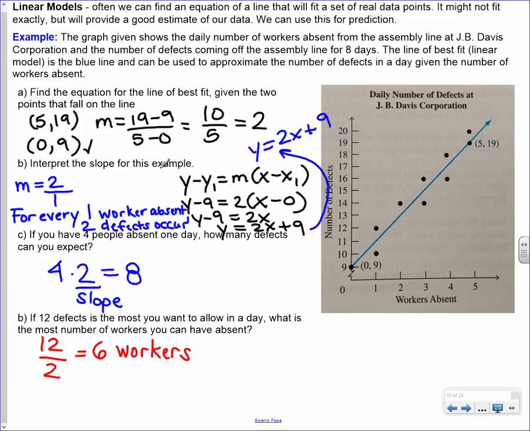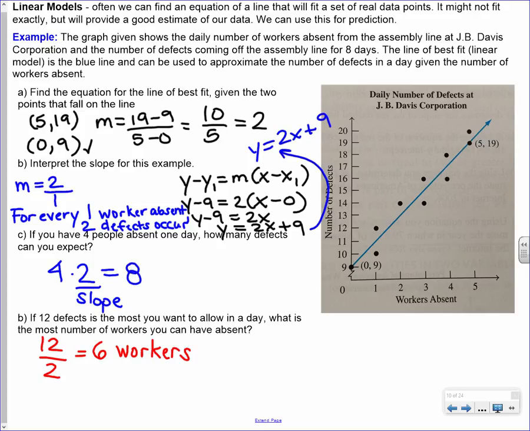Now interpret the slope for this example. Okay, so we've got a 2 over 1, right, for our slope. This is the change in y over the change in x. Our y's are the number of defects, so we're going to have 2 defects for every 1 worker absent, right? Or we could say for every 1 worker absent, we get 2 more defects, right? If you have 4 people absent, how many defects can you expect? Well, we do 4 times 2, so 4 times the slope equals 8. So if 4 people are absent, we'll expect about 8 defects.